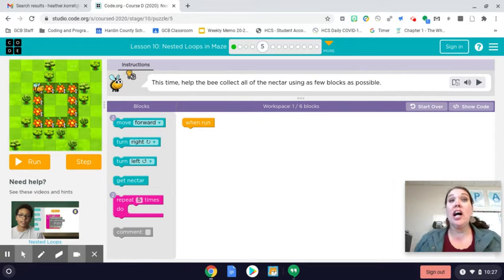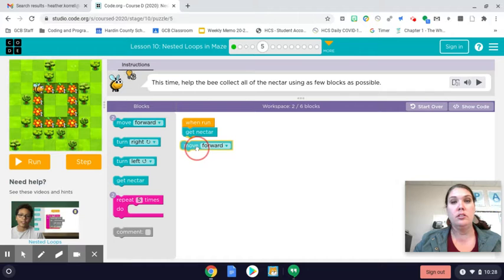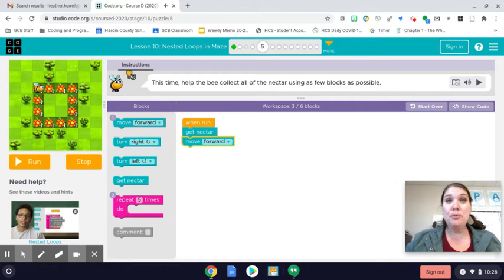Level 5 has lots and lots of flowers that you have to collect. So my bee is currently sitting on a flower. So my first block is not going to be a move forward, but my first block is actually going to be get nectar. So I'm going to drag up my get nectar. After he gets that nectar, then I'm going to want them to move forward. During this particular lesson, it's probably going to be very important for you to use your step block. Remember, the step block will highlight the blocks as they are being used, and that will help you figure out where you might be missing something or where the wrong block might be.